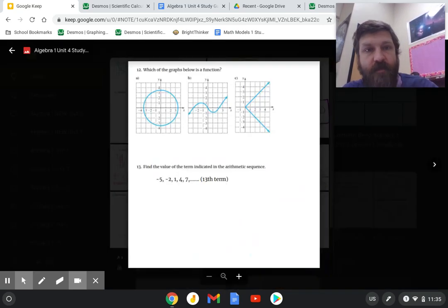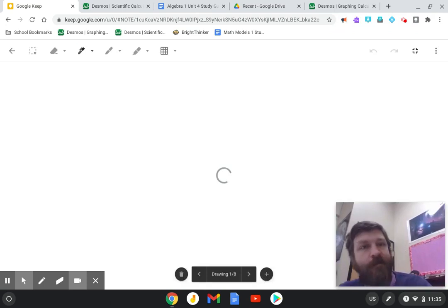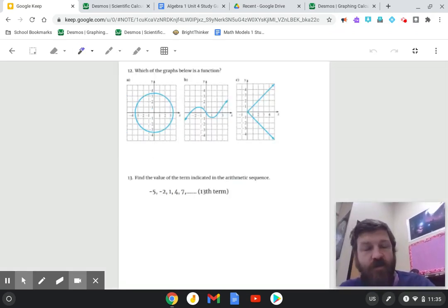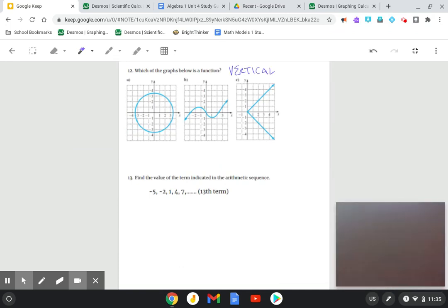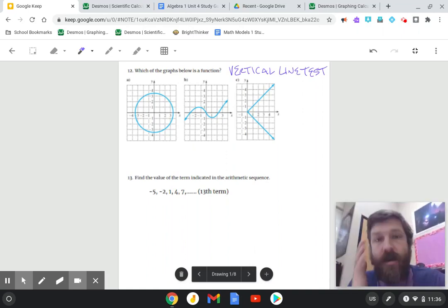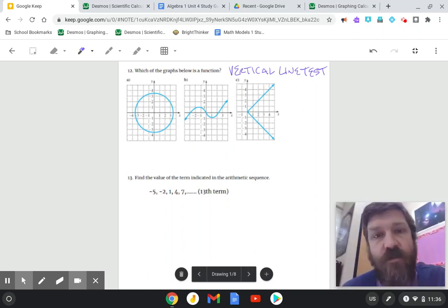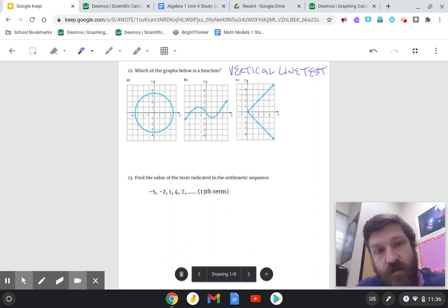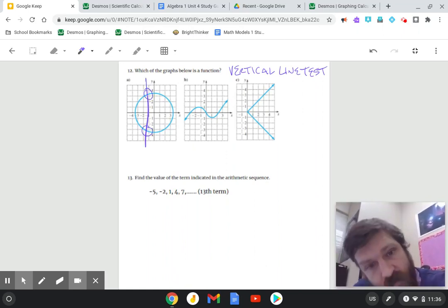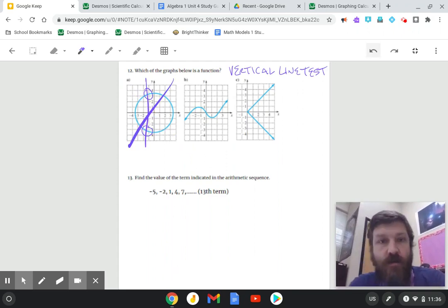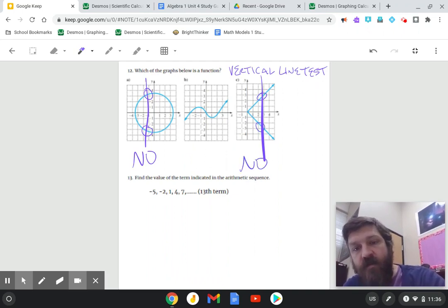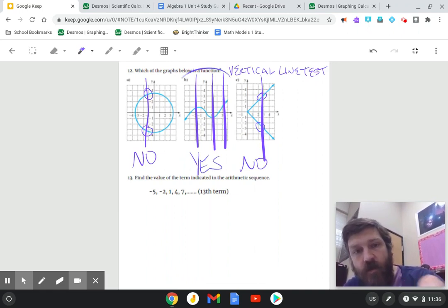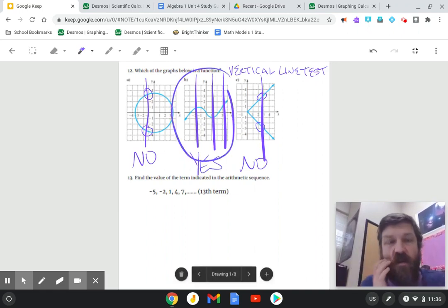All right, last little section here. Looking at which of the graphs below is a function. This is where you're going to use what we call the vertical line test. Vertical line test says that the graphs of functions only cross vertical lines one time. So if I can draw a vertical line like this one that crosses twice, that is not a function. So that's no. Look at this one. It also crosses twice. That's not a function. And this one, all the vertical lines I draw are going to only cross once. And so that is the correct response.